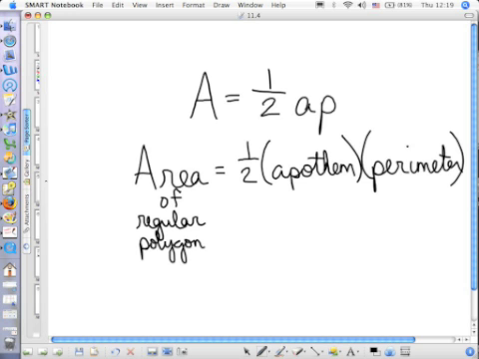Now, how do we put it all into use? This is the formula for the area of a regular polygon. The area is equal to 1/2 times the apothem. Now, when I say apothem, you should be able to visualize what that is on the picture. Times the perimeter. What do you need to know to be able to find the perimeter? One side. You need to know the length of the side.